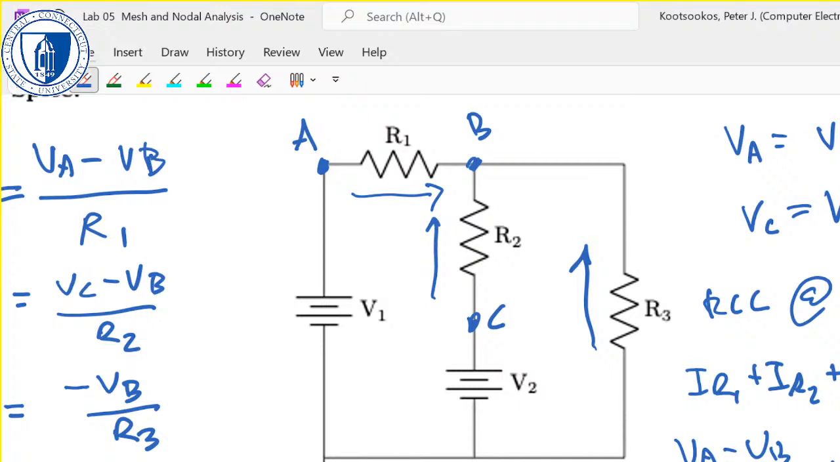The only unknown thing is VB. I already know what VA and VC are because they were freebies in nodal analysis. So I don't even have to do a matrix equation in this question. I just have to plug in VA and VC and then solve for VB.